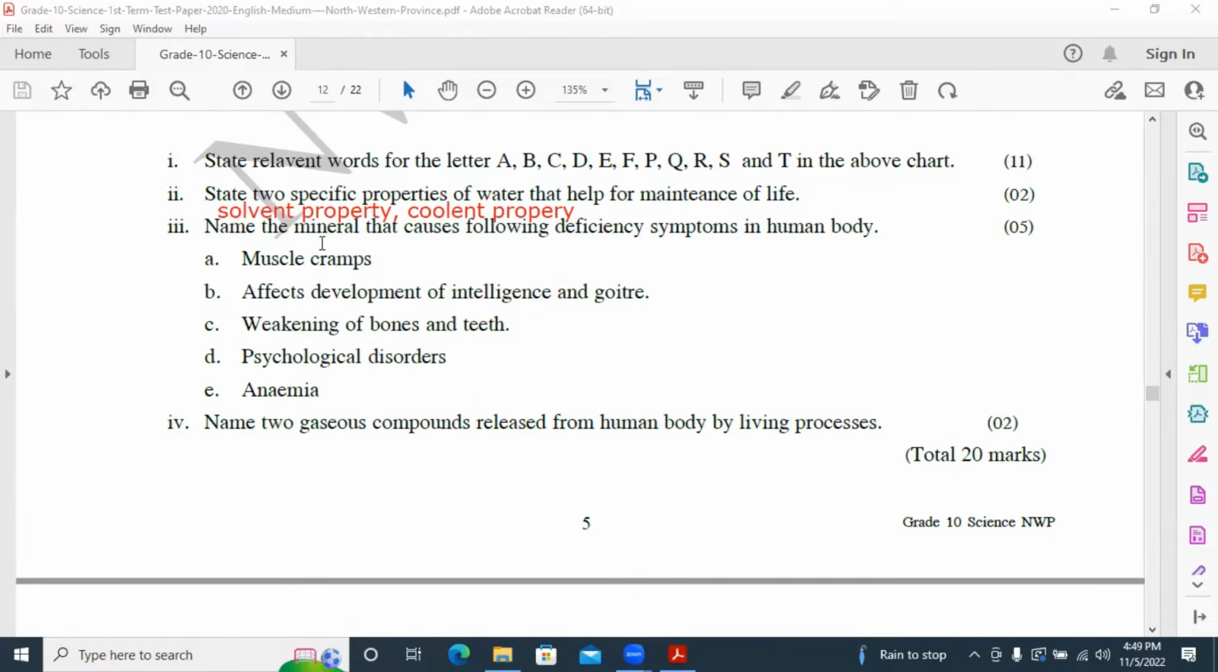Roman number 3. Name the mineral that causes the following deficiency symptoms in the human body. Muscle cramps, sodium. Affects development of intelligence and goiter, iodine. Weakening of bones and teeth, answer calcium. Psychological disorders, potassium. Anemia is due to iron.